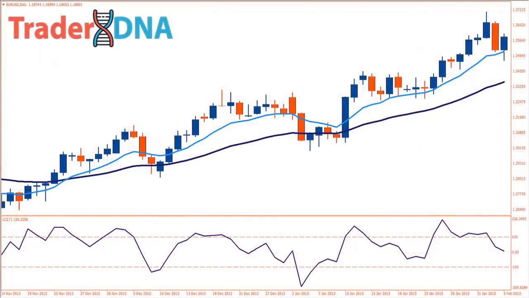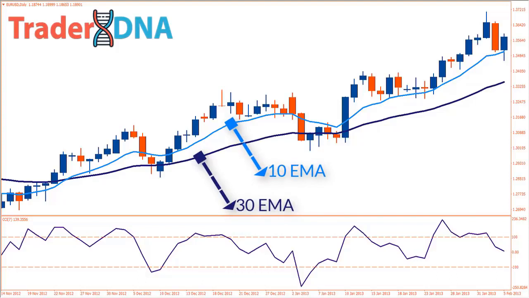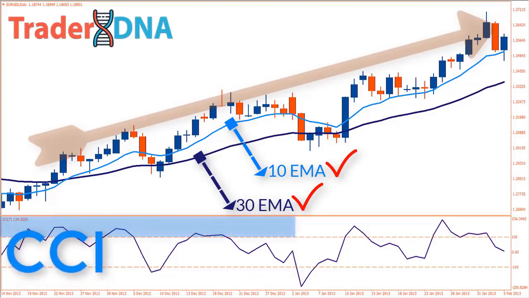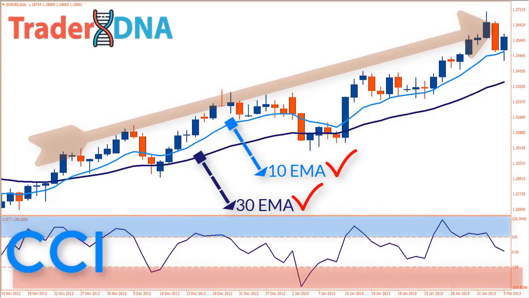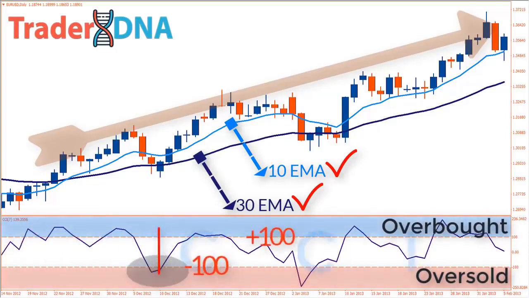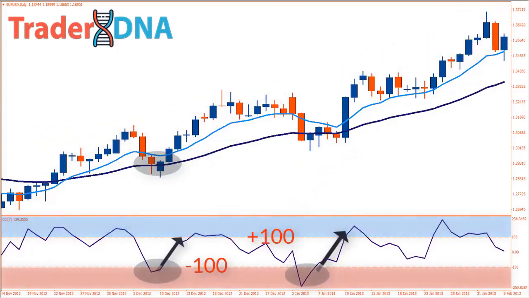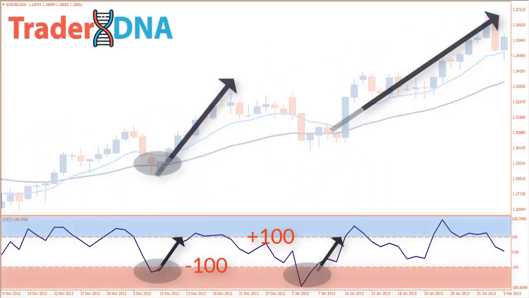How can you use the CCI trend indicator? In this example, you have the 30 and 10 period exponential moving average, or EMA, applied to the price chart. When the short-term exponential moving average is above the long-term exponential moving average, it signals an uptrend. Now, using the CCI indicator, you can see that the bullish momentum is renewed every time the CCI falls below the -100 level. When the CCI indicator starts to rise back above -100, the bullish trend resumes, thus giving traders a good level to enter the trend.